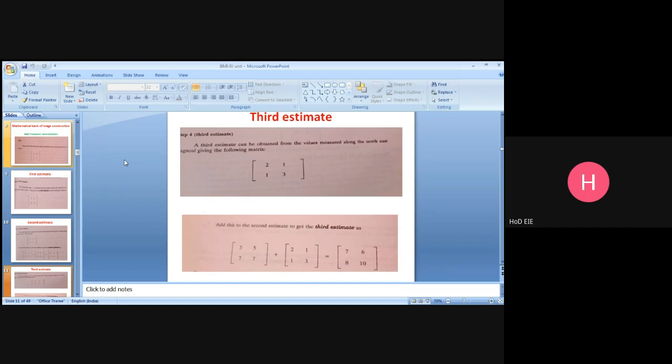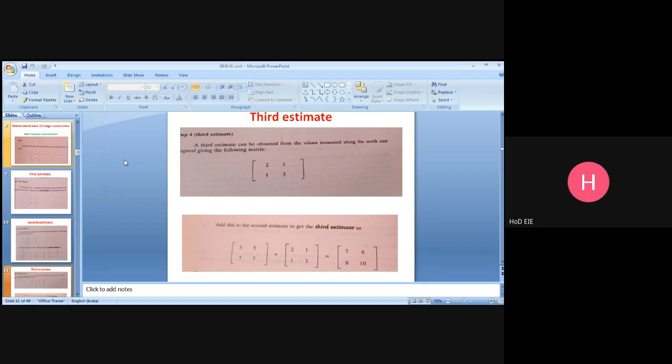That you are adding with your 2 comma 1, 1 comma 3. Here you are taking only the diagonal values, that is the northeast diagonal values of the matrix from your step 1. So if you add these 2 cross 2 matrices, you get 5 plus 2 is 7, 5 plus 1 is 6, 7 plus 1 gives 8, and 7 plus 3 gives 10. So that's the way you are getting your third estimate.